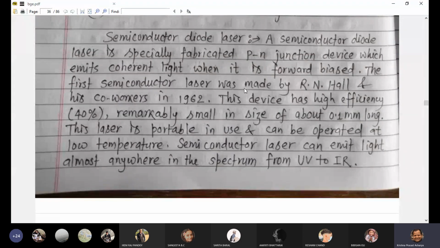And you know about the p-n junction diode. And what is the forward biased condition? What condition is called forward biased condition?